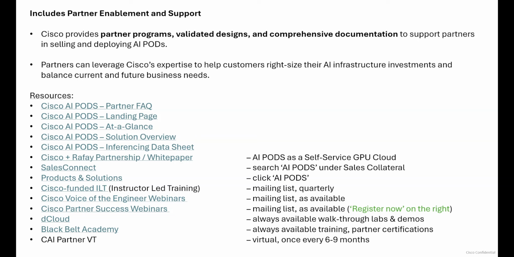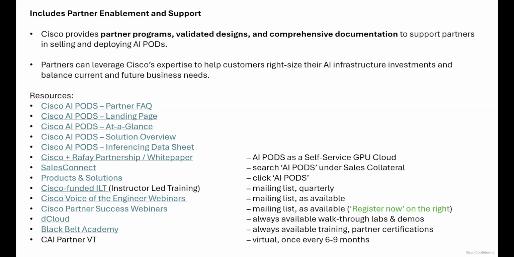This is a white paper, and basically RAFE is a company that allows AI pods to behave as a self-service GPU cloud. So similar to the type of experience that you would get from a cloud provider, but using on-prem equipment. Sales Connect is always a great resource. If you click that link, then you would want to search AI pods underneath sales collateral, and it'll pull up all the latest and greatest for you.